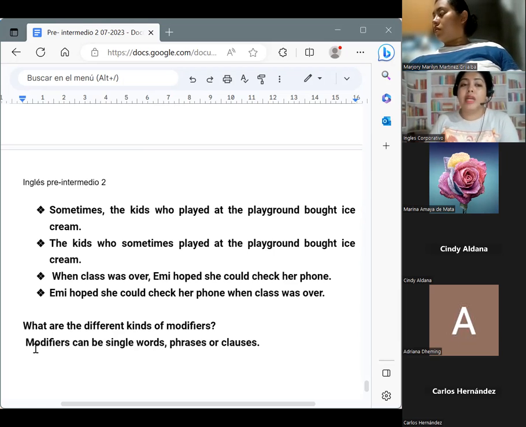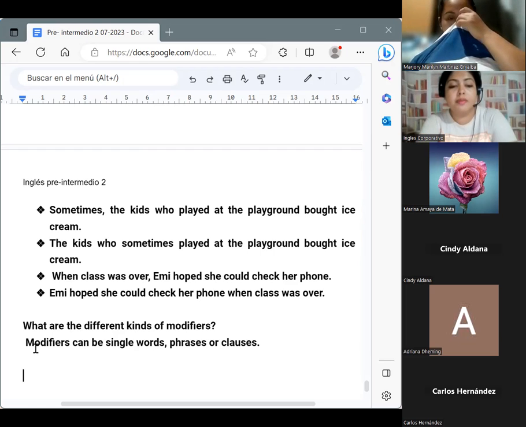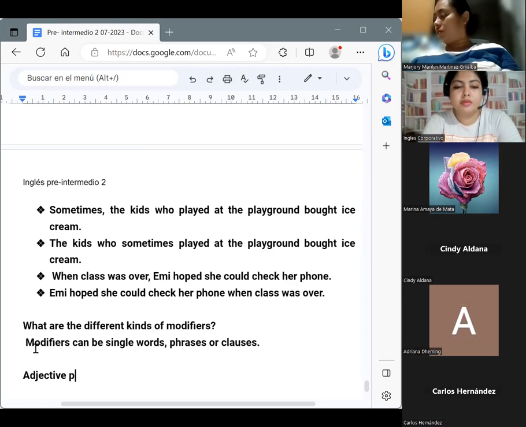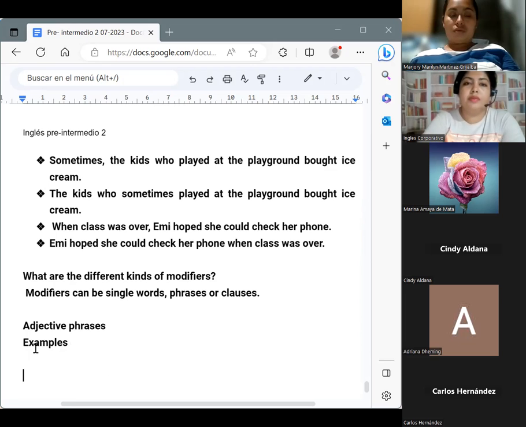But we can replace adjectives with these phrases. Ahora, solo vamos a ver algunos ejemplos de adjective phrases that function as modifiers. We have here examples.